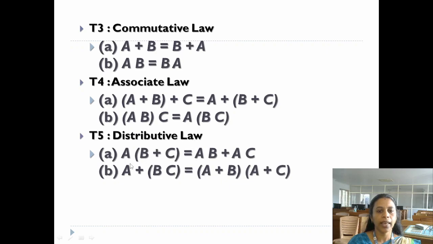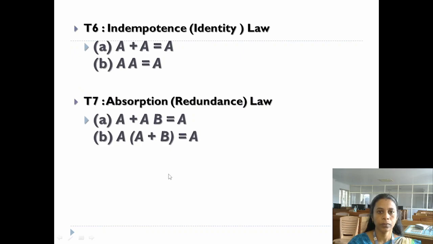The distributive law is a into b plus c is equal to ab plus ac. It means that a is distributed over b and c, so a dot b plus a dot c. Then a plus bc is equal to a plus b into a plus c. Then the identity law or idempotence: a plus a is equal to a, and a dot a is equal to a. The next is the absorption law: a plus ab is equal to a, then a into a plus b is equal to a.